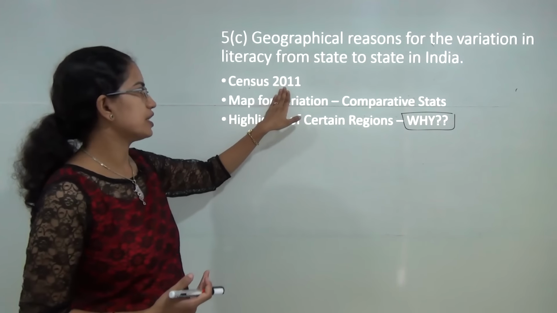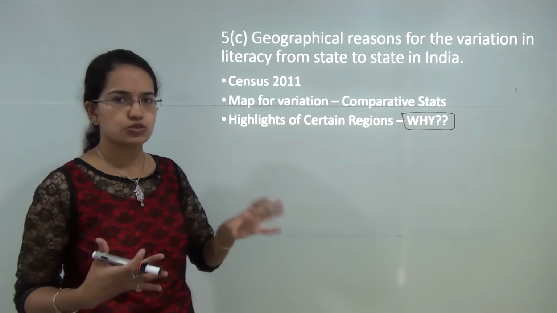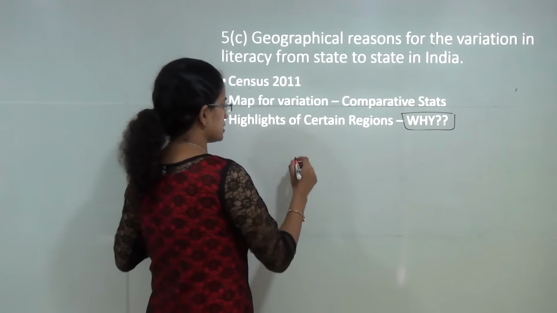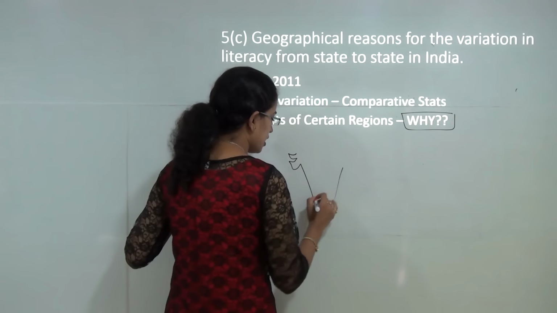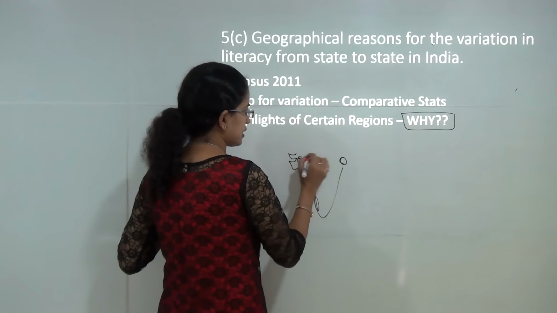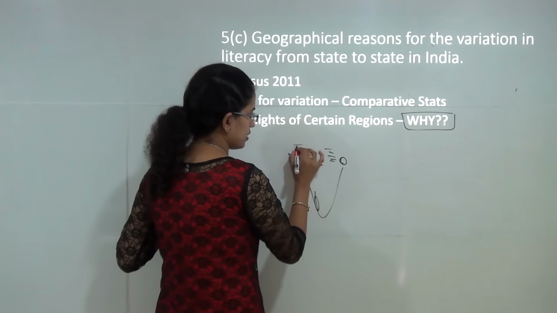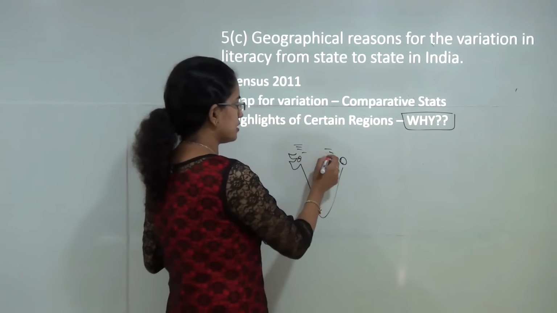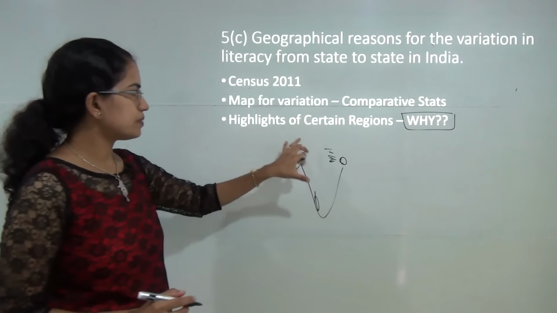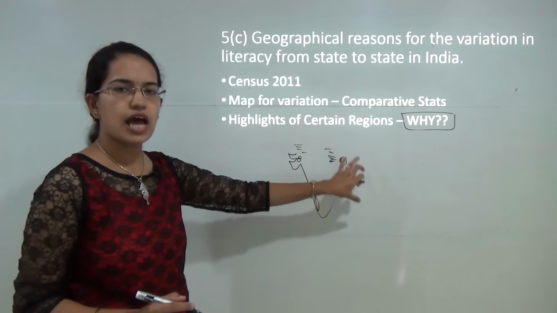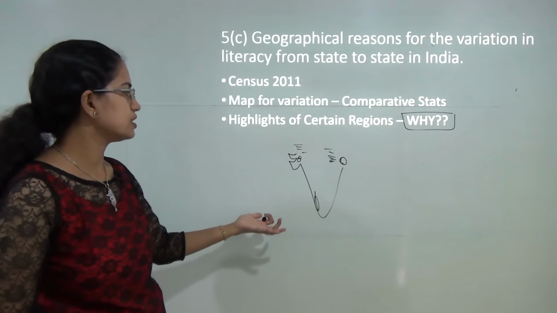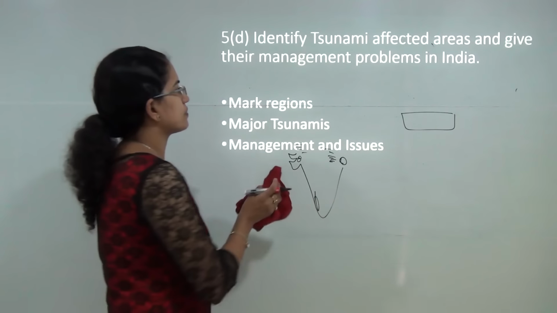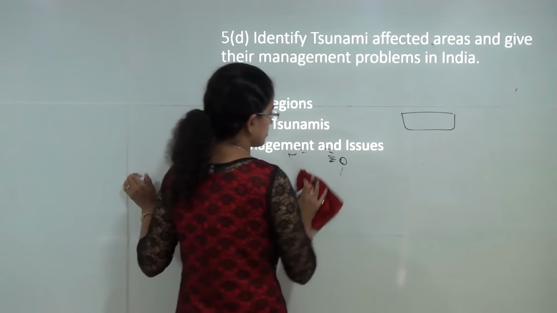So what you have to do here is you must explain the census 2011 variations. Then you must have a map with regional variations stating that these are the regions of higher literacy, and then you have certain regions which have low literacy, which is Punjab, UP and Rajasthan here, Jharkhand. So you must be able to explain why certain regions have a higher literacy rate as compared to other regions which have a lower literacy rate.